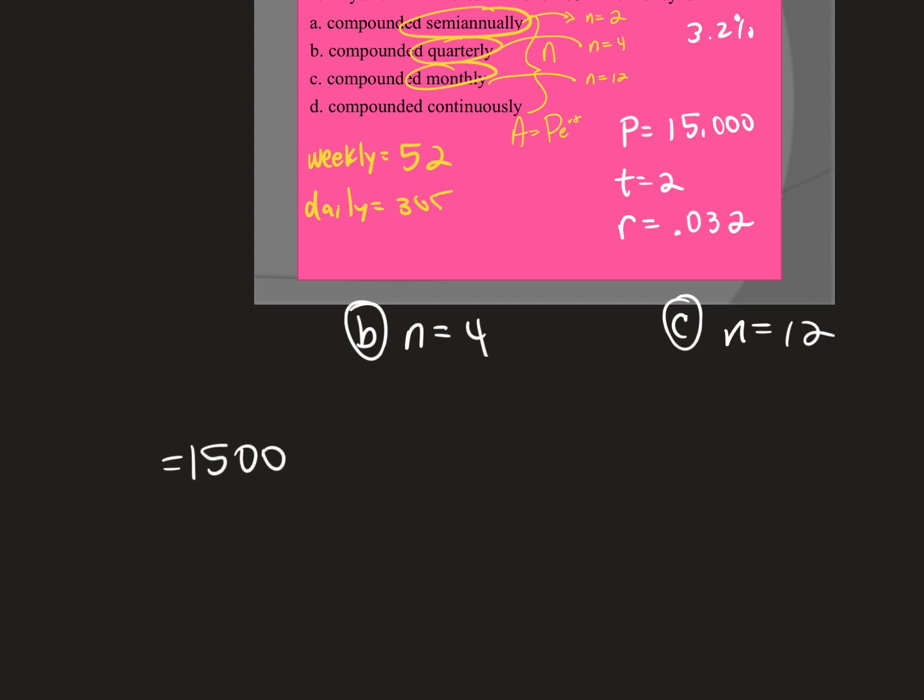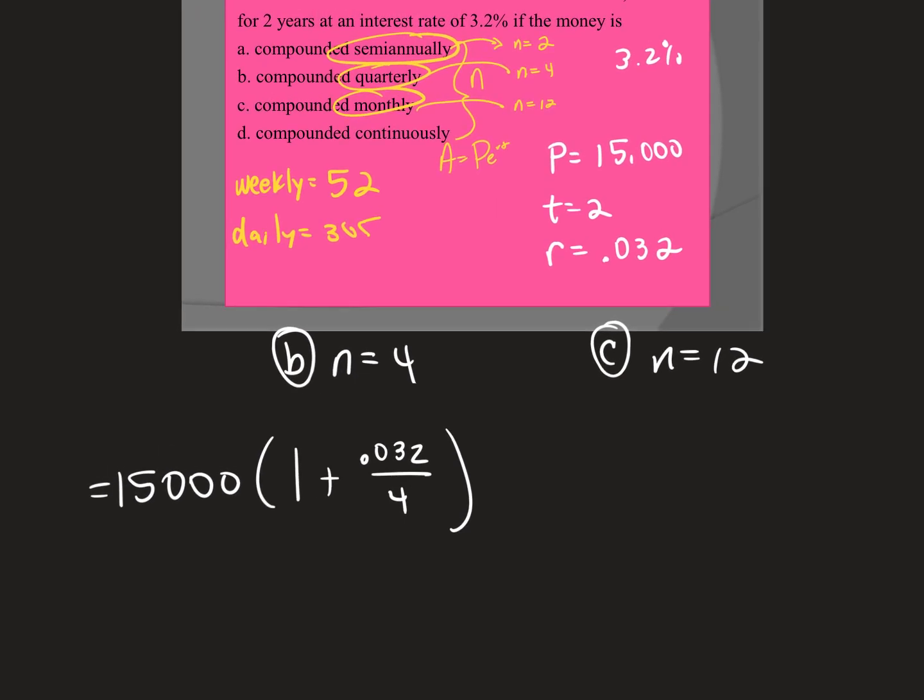So you guys are going to tell me it's 15,000, and then I have 1 plus. What does the formula say? What's the formula? Tell me. R over N. So my R is 0.032 over N, which is 4. And then I'm going to raise that to what power? What are the letters that are in the exponent for your formula? N times T, right? So N is 4 times 2, which is 8. If you want to put in 8, that's fine.